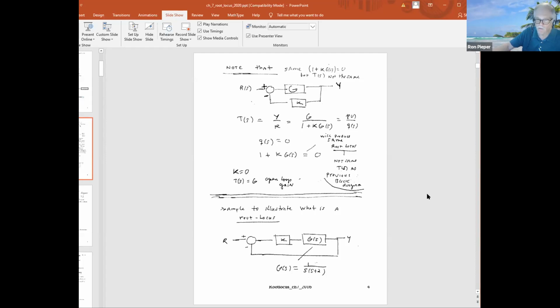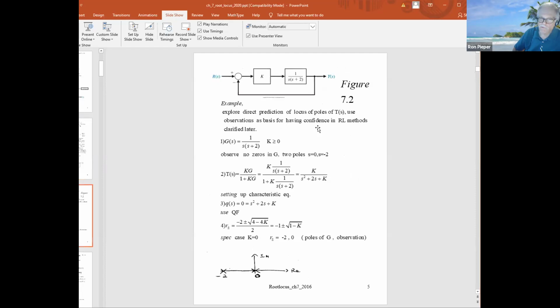To make that case clear, we saw on the previous page this block diagram, which is the one used in the book. And I will point out to you that this one also gives you the same denominator as this one did. Therefore, this one would also give us the same root locus, even though they're different transfer functions. Any questions so far?